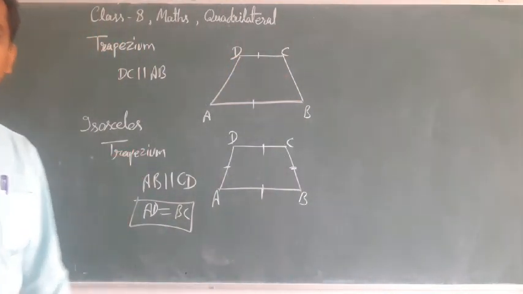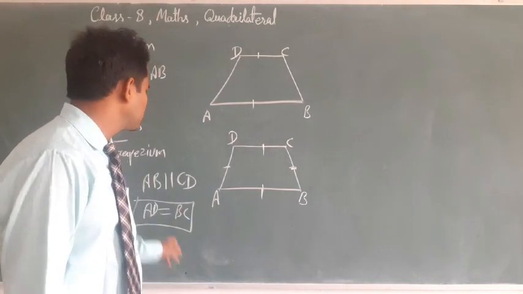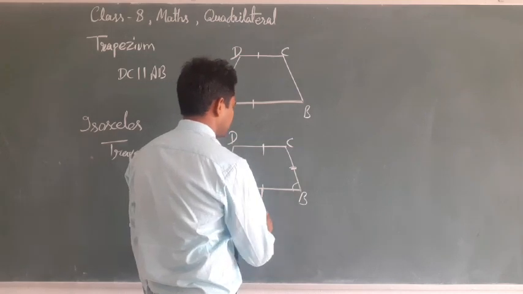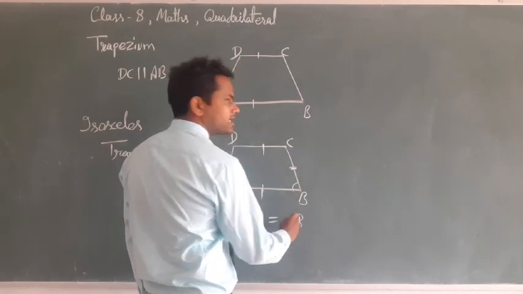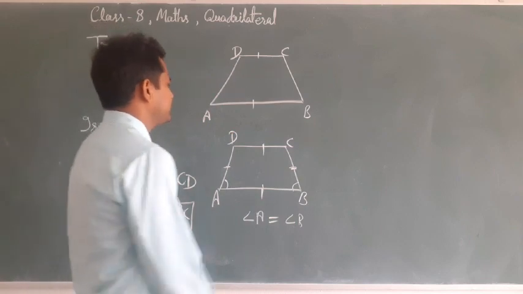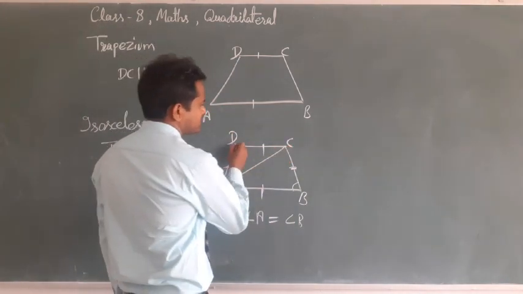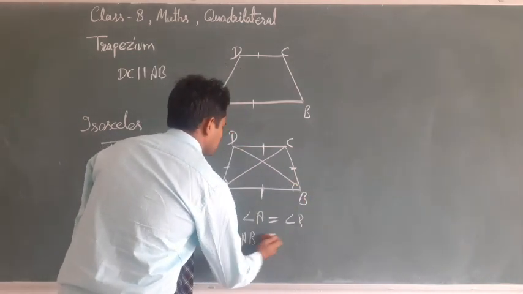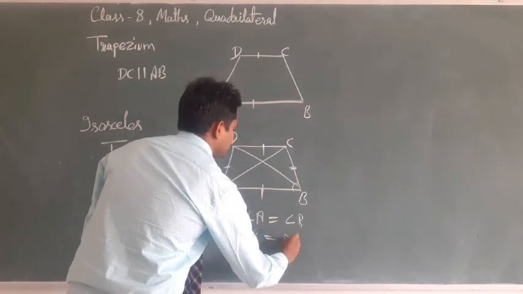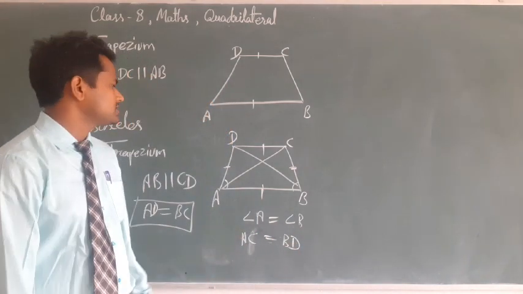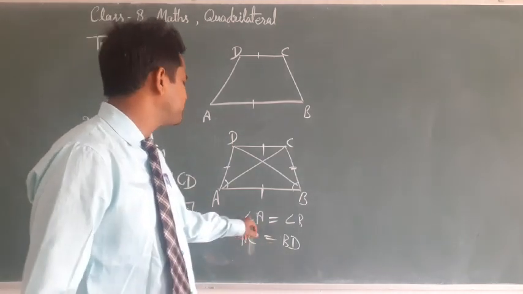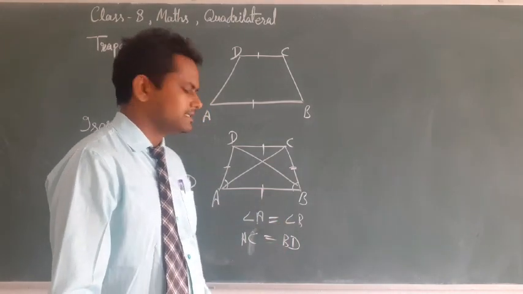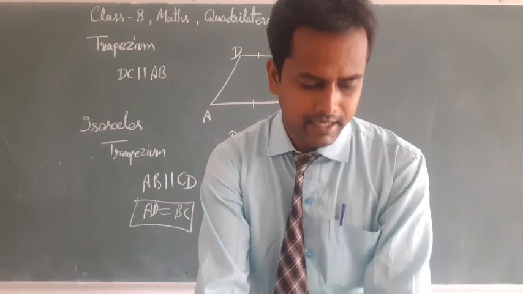Pause the video and note it down. One more thing in an isosceles trapezium: the base angles, that is angle A and angle B, are equal to each other, and the diagonals AC and BD are equal. So AC is equal to BD. These are the properties of an isosceles trapezium: base angles A and B are equal, and diagonals AC and BD are equal.